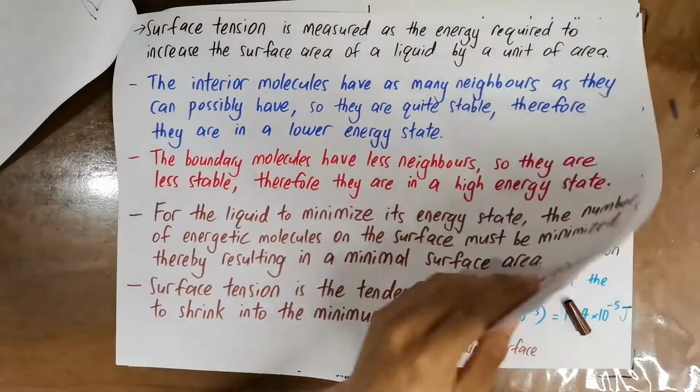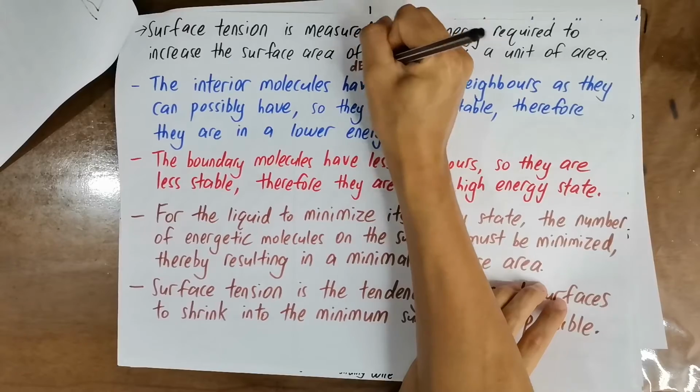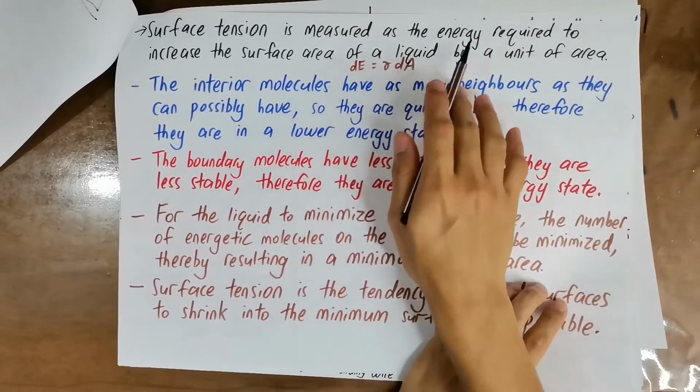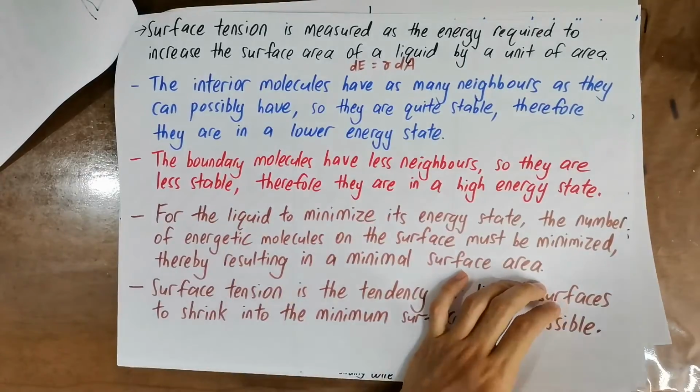So you know that dE equal to gamma dA. So gamma equal to dE over dA, which is the energy per unit area. Okay?